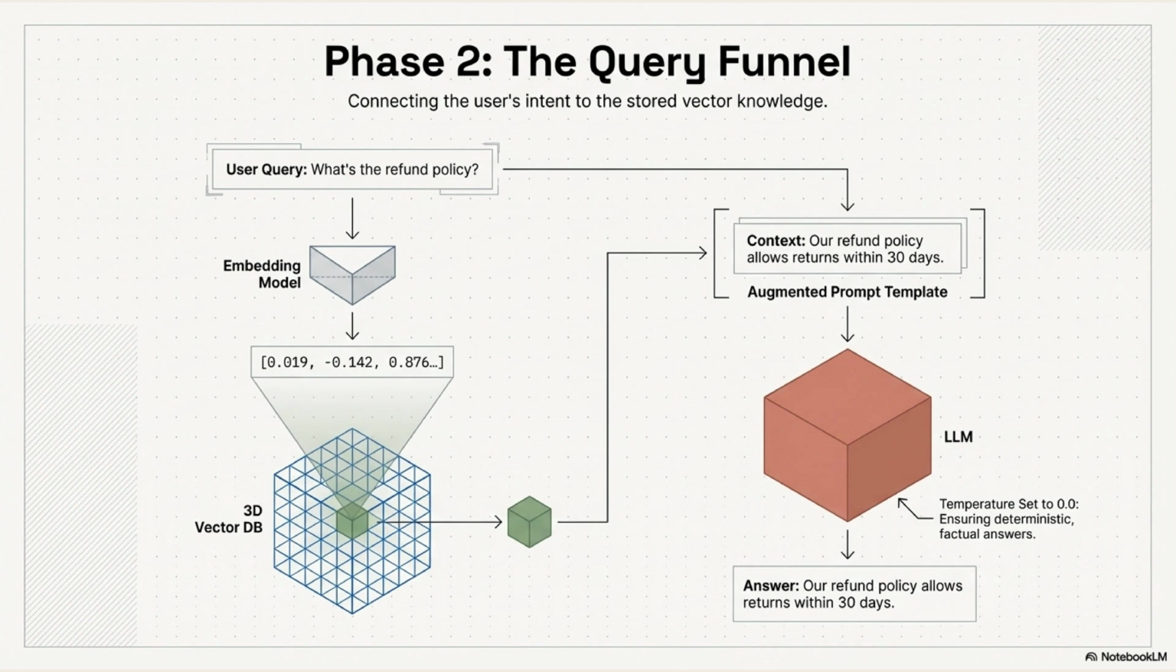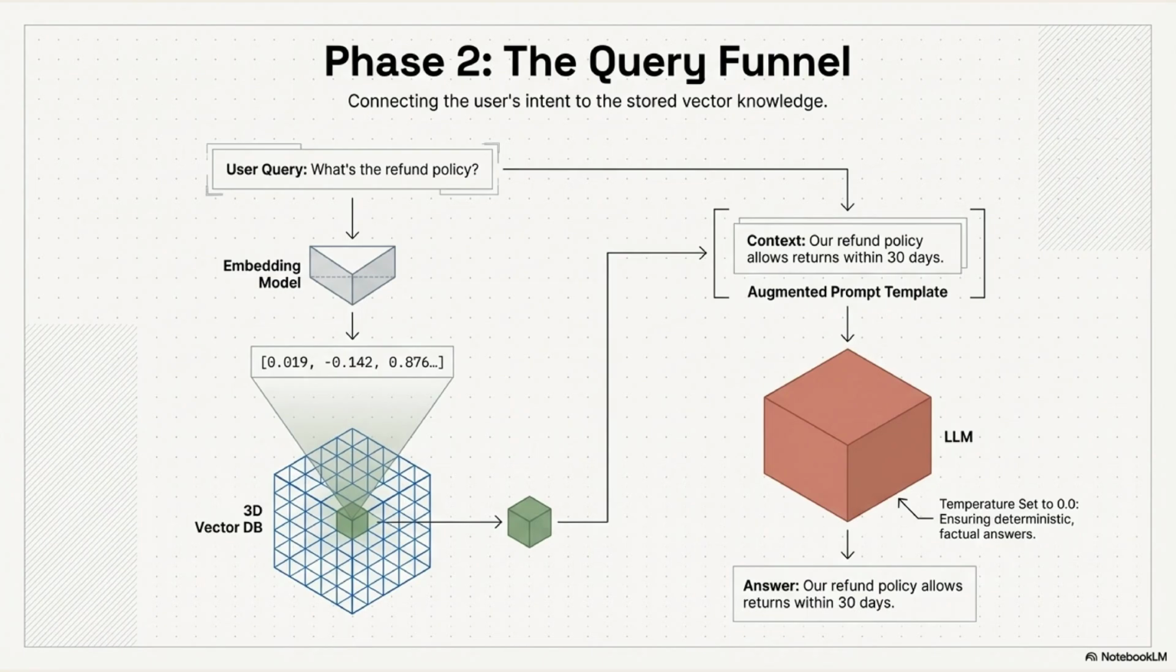The database performs a mathematical comparison. It finds the chunks whose vectors are closest in meaning to the query vector. The closest match gets highlighted in green. That's your retrieved context. Now follow the right side of the diagram. The retrieved text, "Our refund policy allows returns within 30 days," flows up into an augmented prompt template. This template combines the retrieved context with the original user question into a single structured prompt.